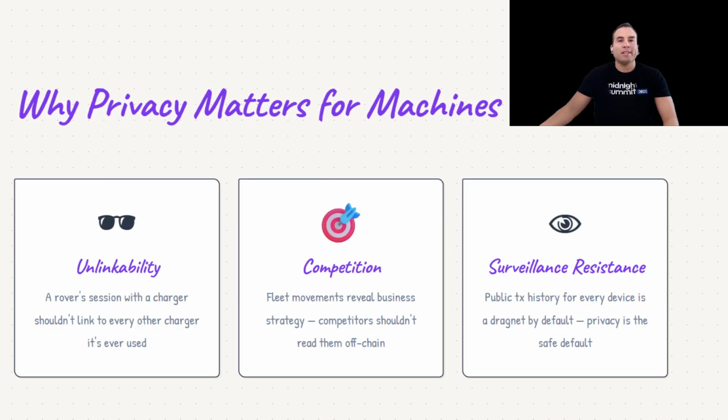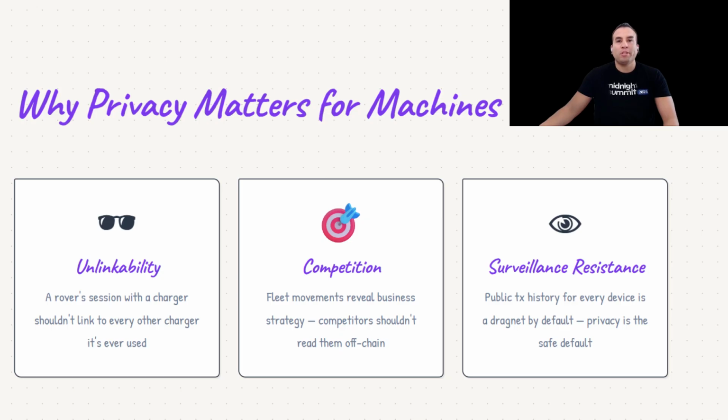People often ask, why do machines need privacy? They're just machines. 3 reasons. 1. Unlinkability. A rover's session with the charger shouldn't be linkable to every other charger it's ever used. The movement pattern is a fingerprint. If every interaction is public and linkable, an adversary can reveal the entire operational history of a fleet.